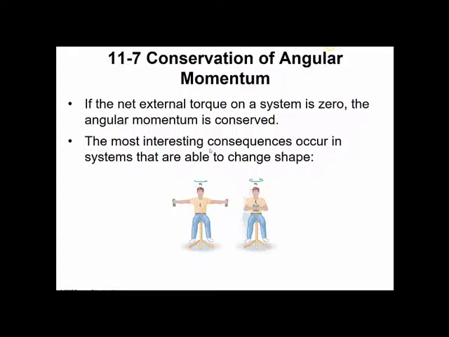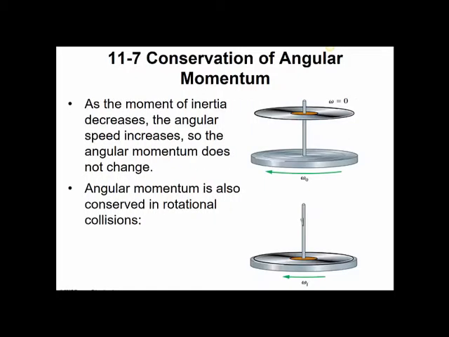This is a direct result of the fact that the total momentum of a system stays the same unless an outside force, in this case torque, acts on it. So if we just consider this person, when he pulls in his arms, the quantity I times omega has to stay the same. If he makes I smaller, then omega has to get bigger. So as the moment of inertia decreases, the angular speed increases, and so does the angular momentum.